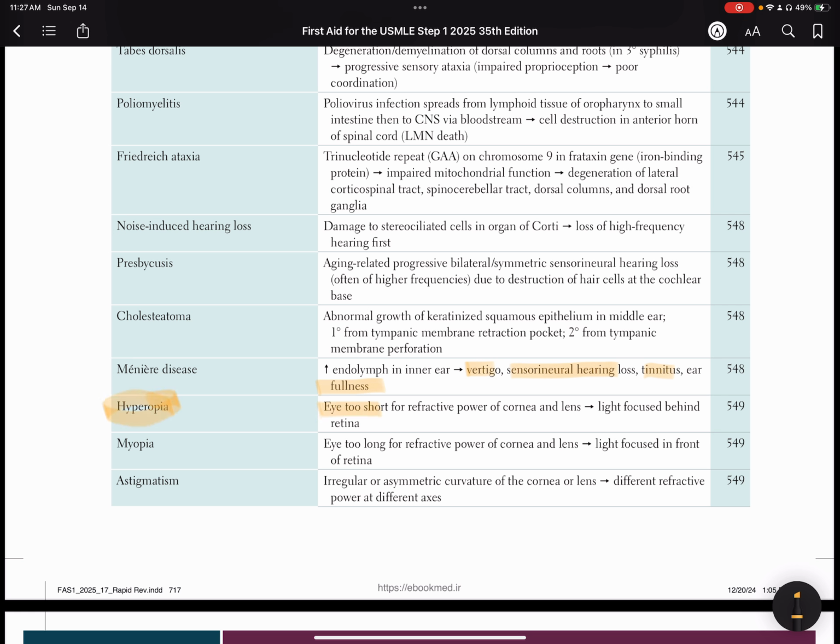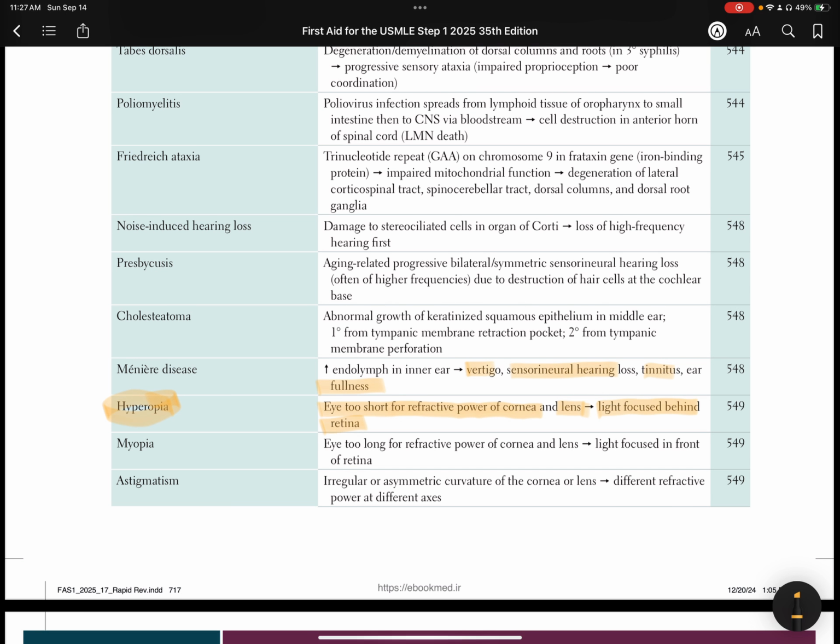What causes hyperopia? Hyperopia is when the eye is too short for the refractive power of the cornea and lens, leading to light focused behind the retina.